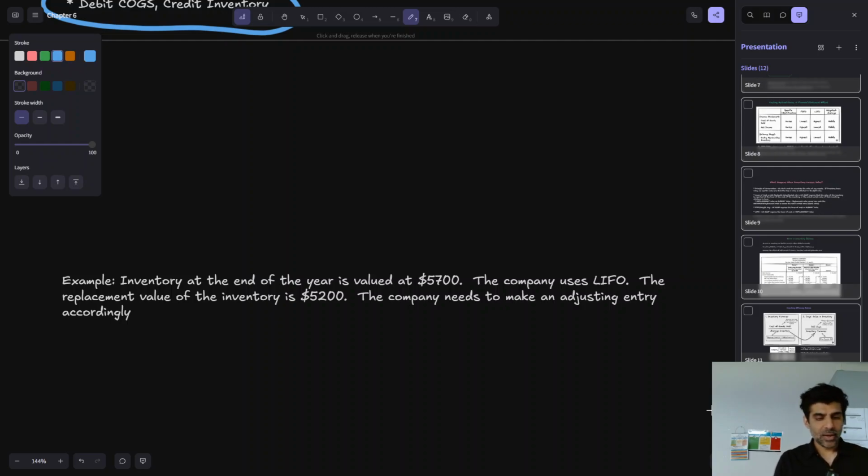Telling you that it's LIFO is actually relevant, because then what matters is not the market value, but the replacement value. Okay. So see if you can just do the math. Should be pretty easy. It's very similar to what we did with shrinkage.